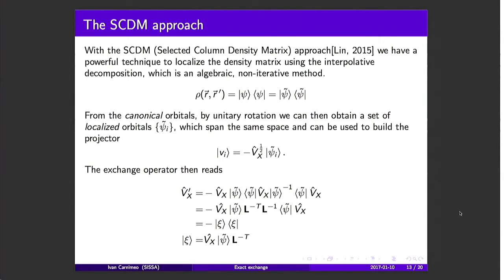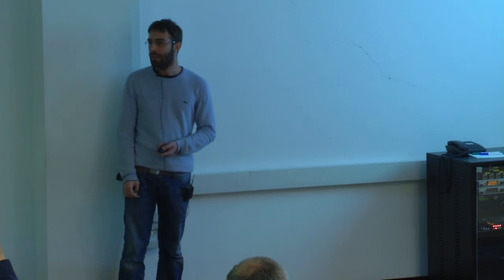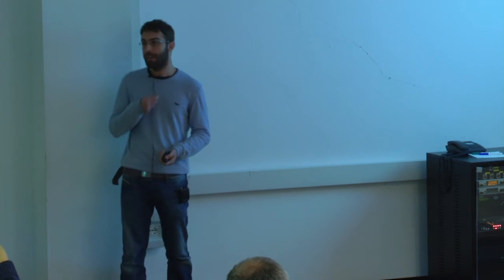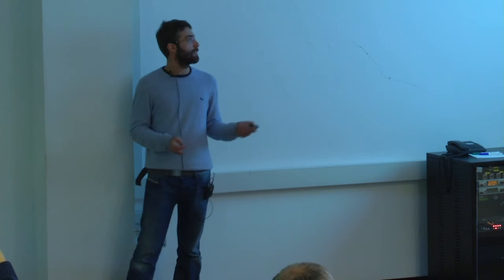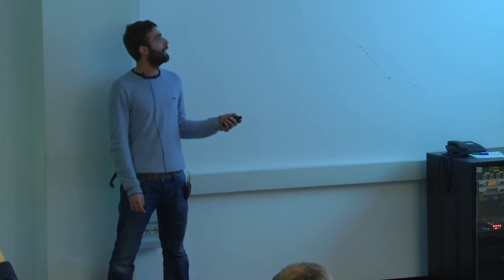We are using this approach for the localization, which has been recently proposed by the same person who proposed the ACE method, which is Lin. And it has the advantage that it is a non-iterative localization procedure. It is just a unitary rotation of the set of orbitals. So it's just algebraic, and there is no iterative functional minimization, as for example for the Wannier functions. And so it's non-iterative, and it does not require the allocation of the full density matrix.